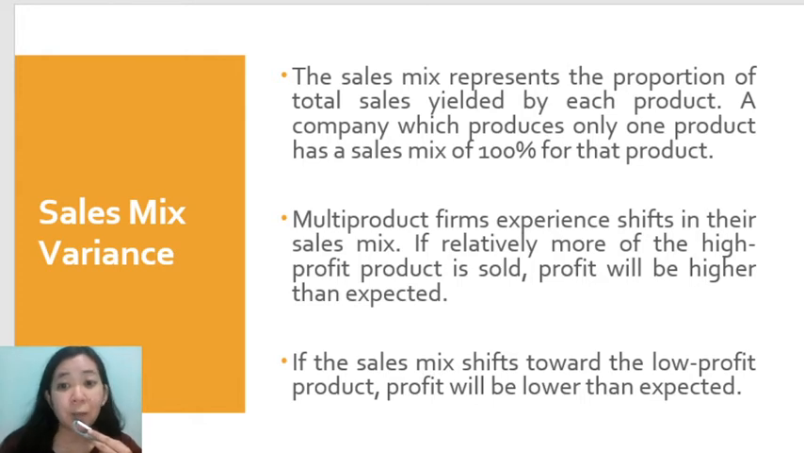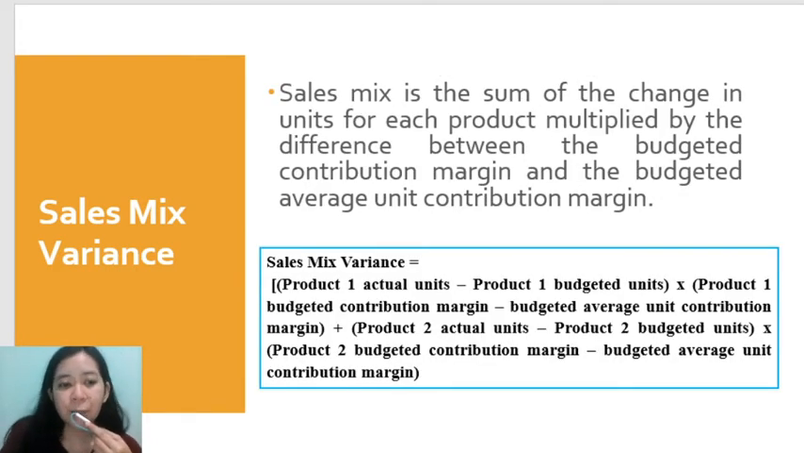Multi-product firms will experience shifts in their sales mix. If relatively more of the high profit product is sold, profit will be higher than expected. If the sales mix shifts toward the low profit products, of course, our profit will also be lower than expected. So for the sales mix variance, this is the sum of the change in the units for each product multiplied by the difference between the budgeted contribution margin and the budgeted average unit contribution margin.